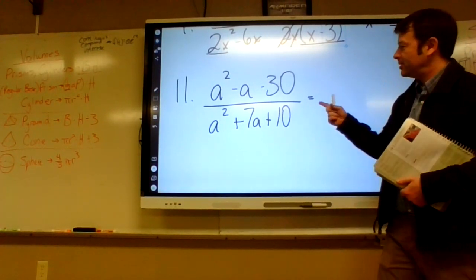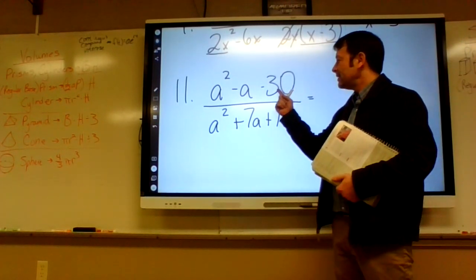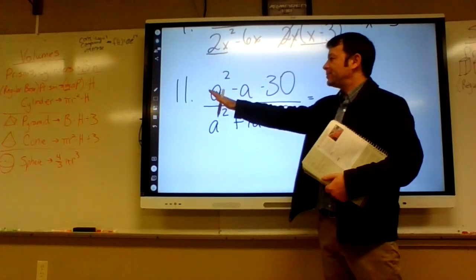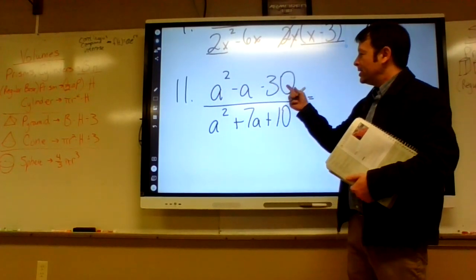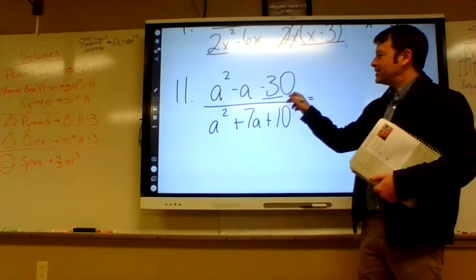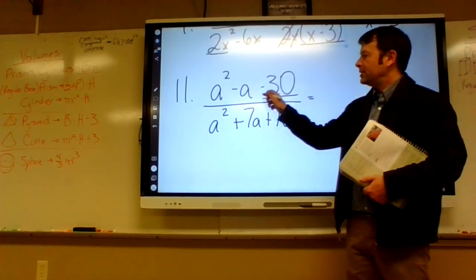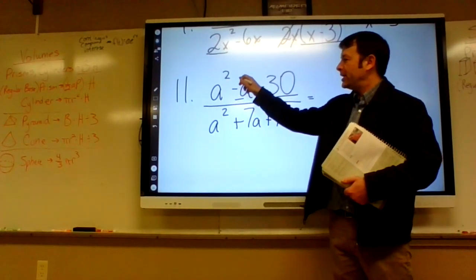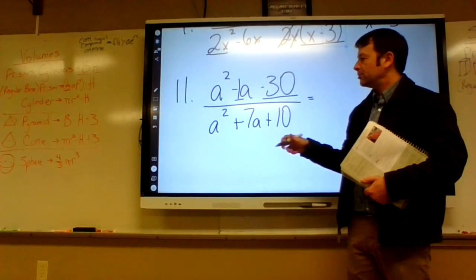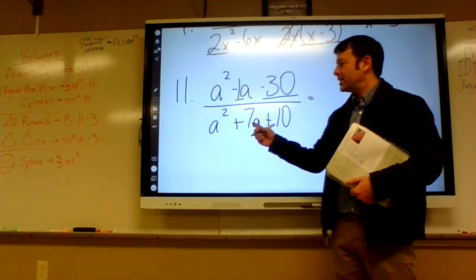You guys remember how these go? What multiplies, so if it's 3-term, a squared, a, and a number, you say what multiplies into negative 30 that would add up to negative 1. Or on the bottom, what multiplies into 10 that adds up to 7.